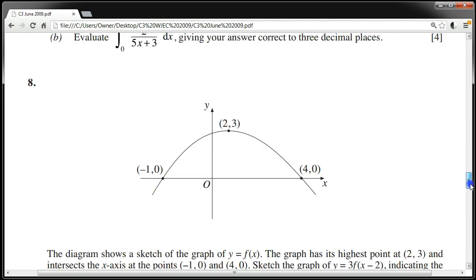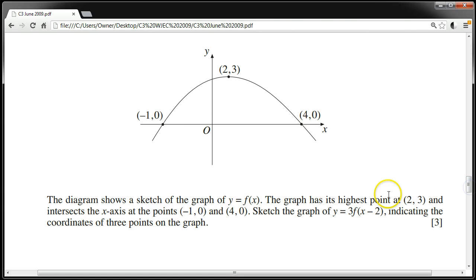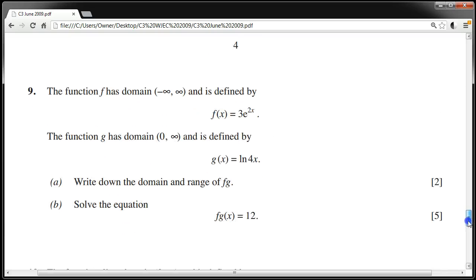Number 8, got this sketch, and then we just need to translate it and shift it to get this. So translate it over, shift it by 2, and it's good to just check a point here to work out which way it shifts every time to make sure you're happy, and then scale it up by a factor of 3 in the y direction, isn't it? So look out for that one. Another easy question there.